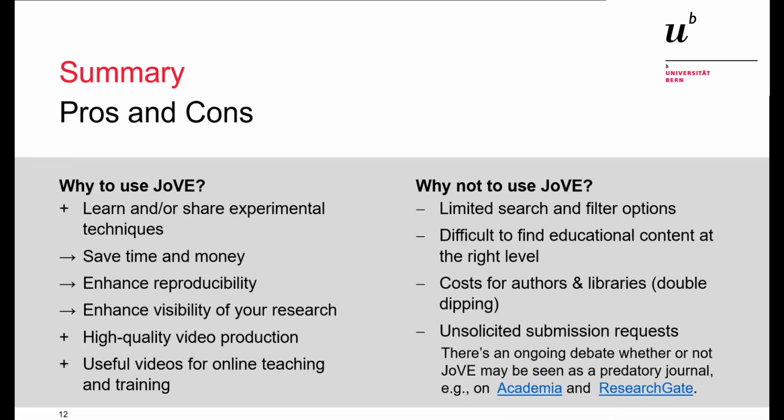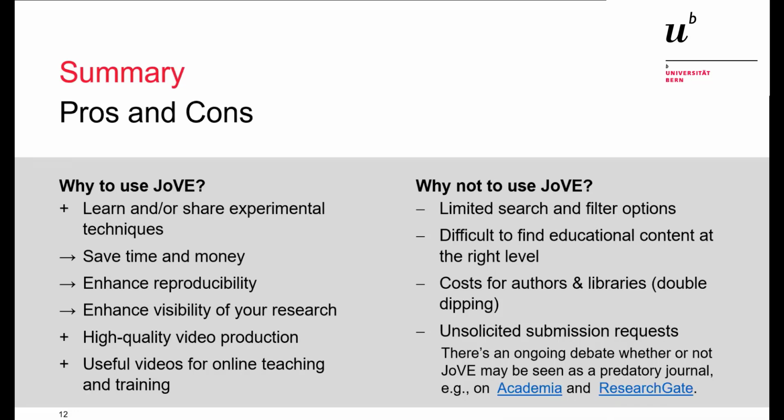And as an author, costs have to be kept in mind. It's cost for both, for you as authors and for us as libraries, the so-called double dipping. And as I heard from researchers, also here at Bern University, they get unsolicited submission requests. So they're contacted by JoVE whether they would like to publish within the journal. And sometimes it doesn't fit their field of research. And it's a pretty active strategy that JoVE shows here.